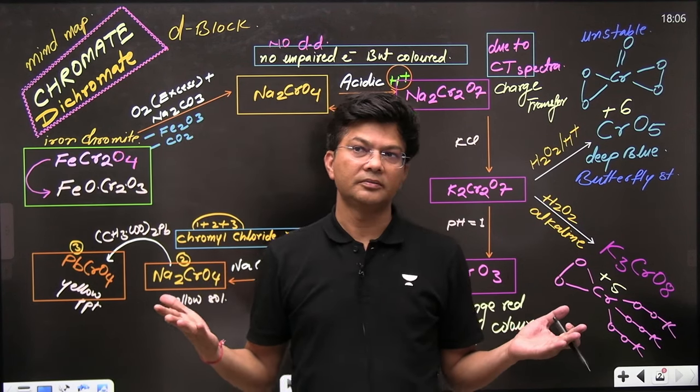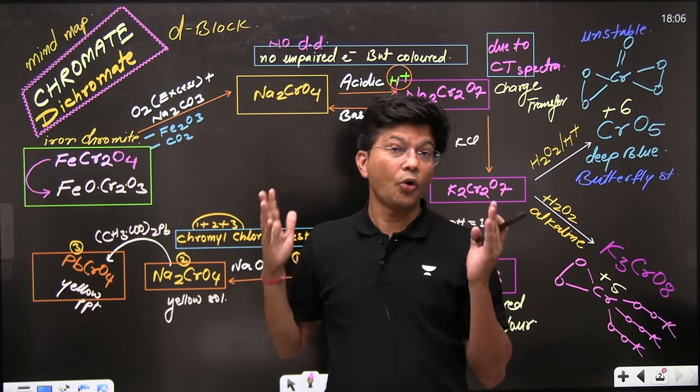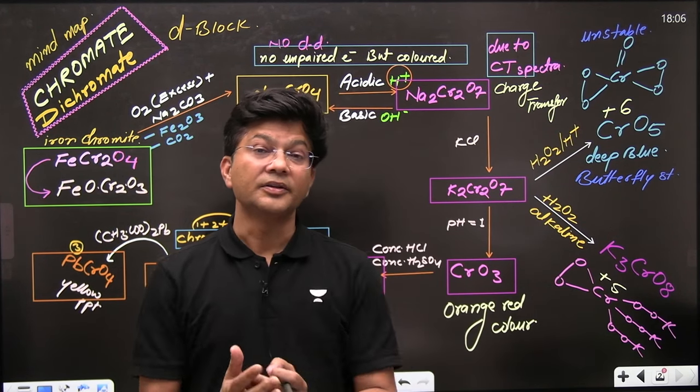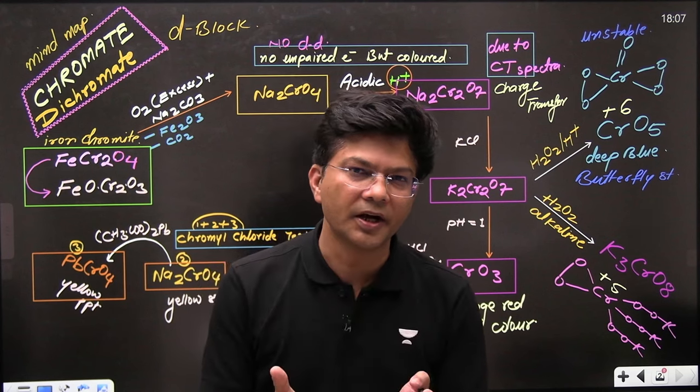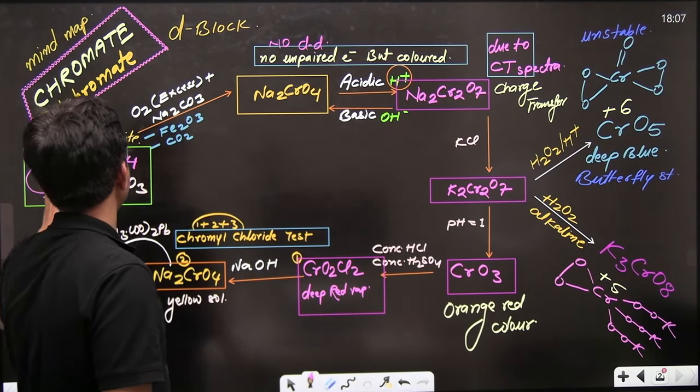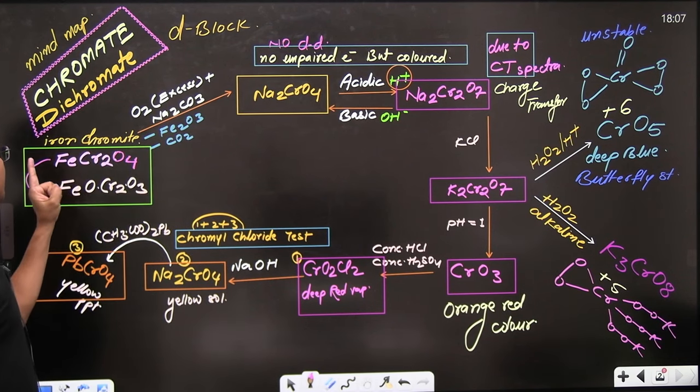D block. And this is chromate and dichromate preparation. Their properties, their color, each and everything we are going to deal with. So let's start from the very starting.